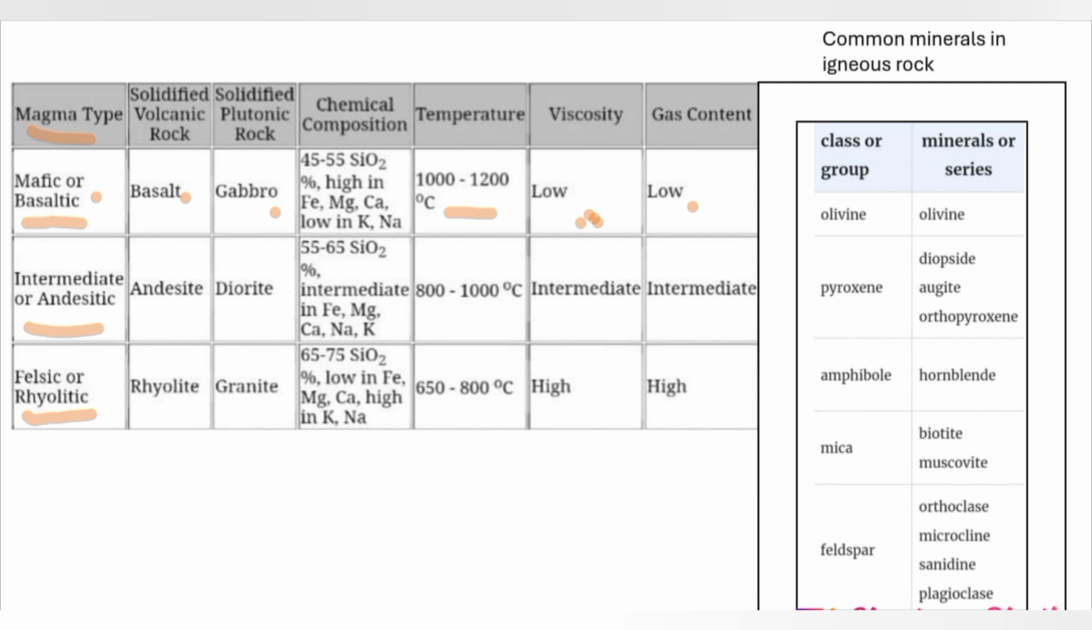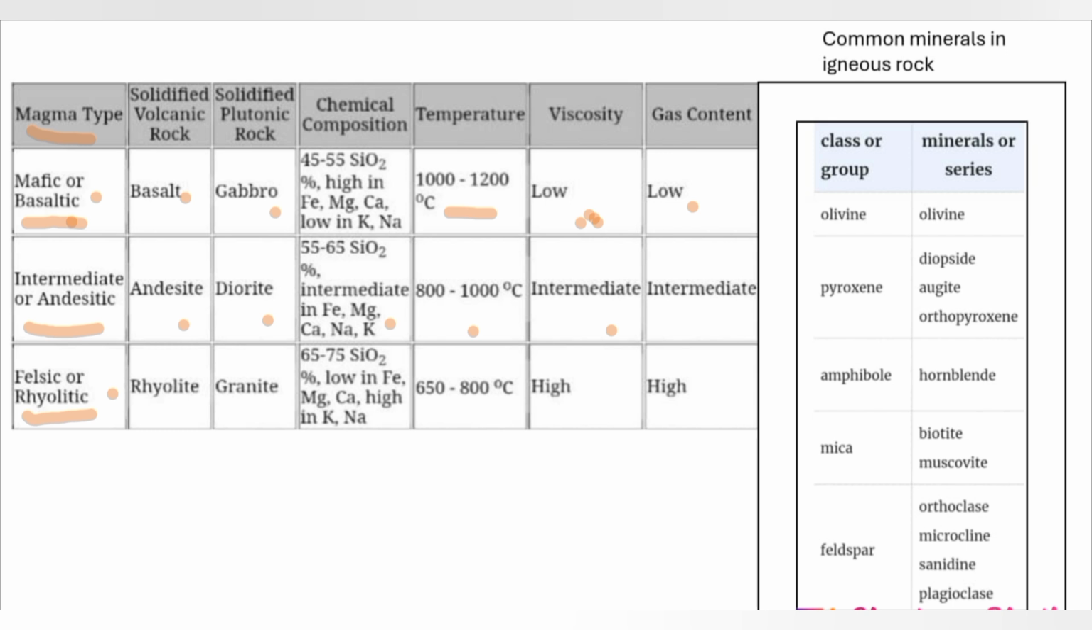Then comes the intermediate or andesitic magma type. The volcanic rock formed is andesite, and the plutonic type is diorite. The chemical composition is given, and the temperature ranges from 800 to 1000 degrees Celsius.